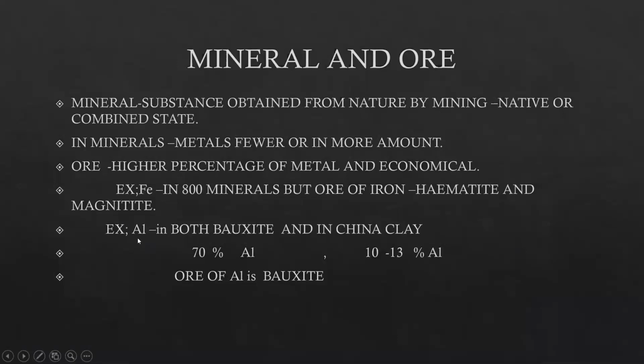So next example, aluminium. Aluminium is present in both bauxite and China clay. In the bauxite, 70% of aluminium is there, but in China clay only 10 to 13% aluminium is there. So the ore of aluminium is bauxite, not the China clay.